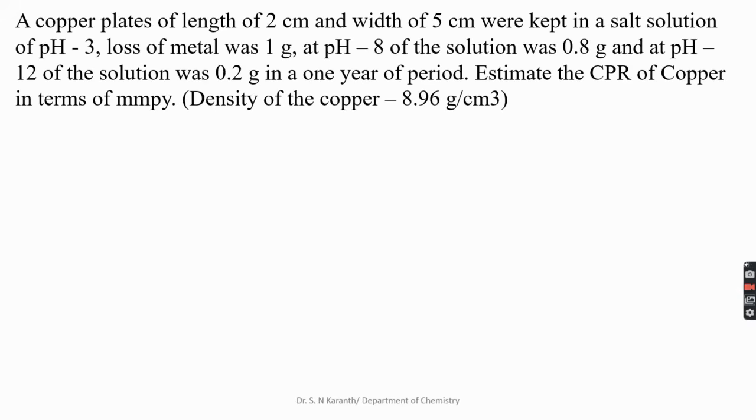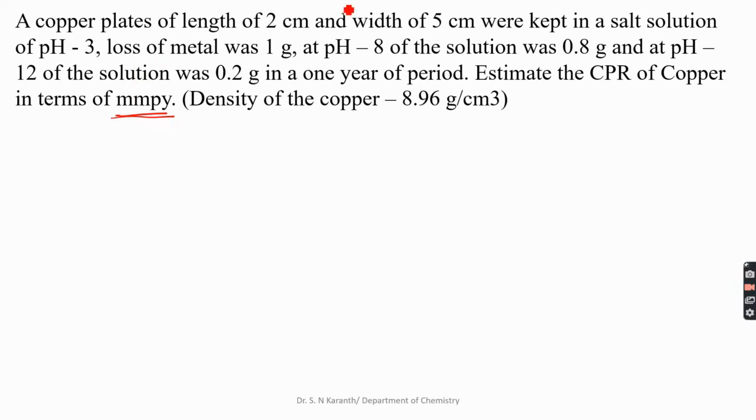Say a copper plate of length 2 cm and width 5 cm was kept in a salt solution of pH 3. Loss of metal was 1 gram. At pH 8 of the solution it was 0.8 gram, and at pH 12 of the solution it was 0.2 gram in a period of 1 year. Estimate the CPR of copper in terms of Mmpy.